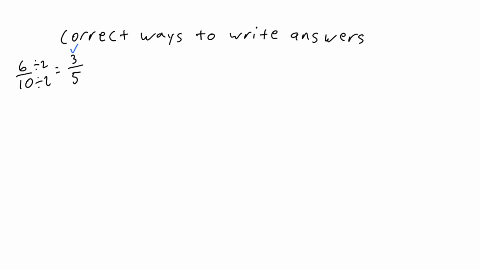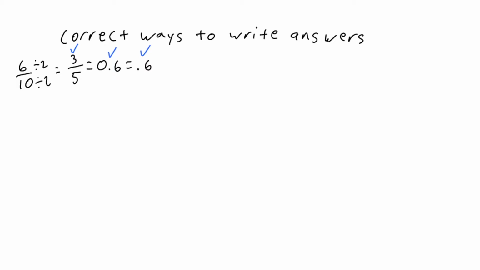A lot of people want to turn those into decimals. 3 over 5 as a decimal is 0.6. Again, another correct way to write the answer. I prefer fractions, but if you want to write it as a decimal, that's fine. If you write 0.6, that is also acceptable. So either of those ways, 3/5 or 0.6, is fine.